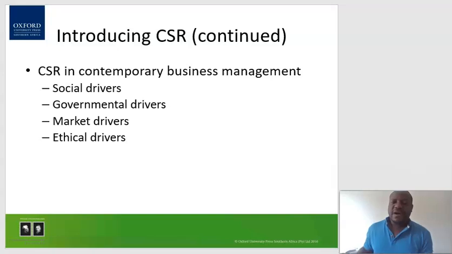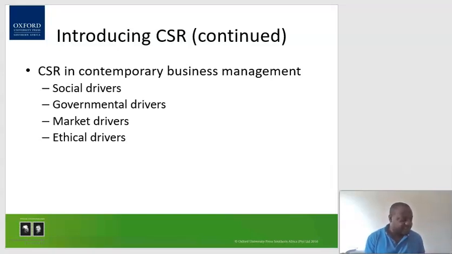Corporate social responsibility in contemporary business management. What is important on this particular slide is to understand that corporate social responsibility is mainly driven by certain drivers. There are drivers, there are reasons, something that pushes companies to practice corporate social responsibility. And these drivers are very important for purposes of this course. You will see them on page 156 of your textbook.